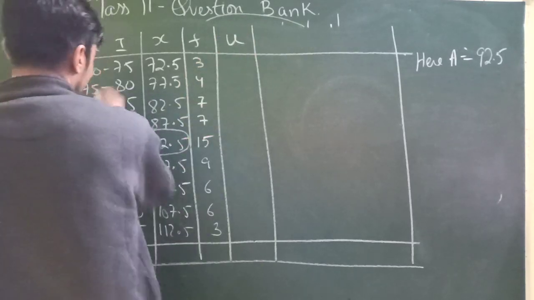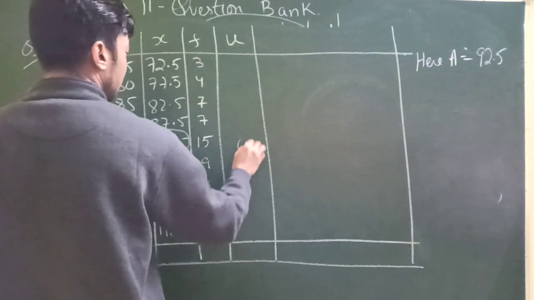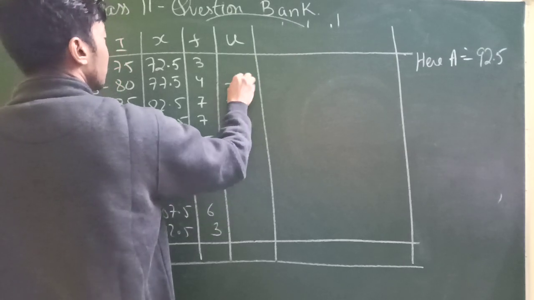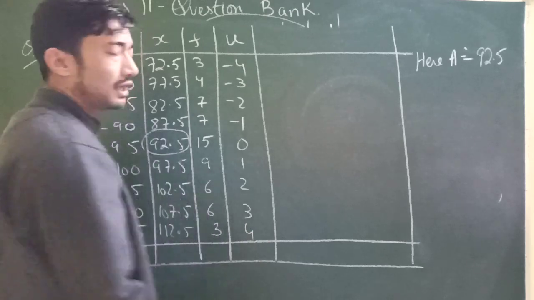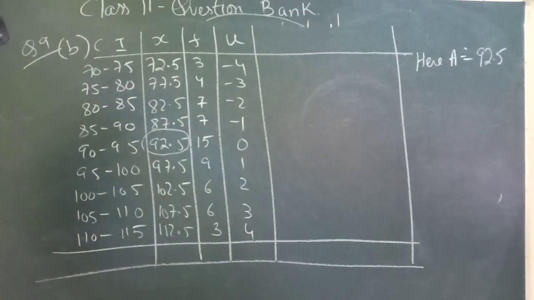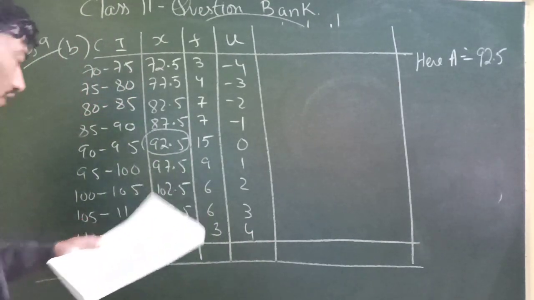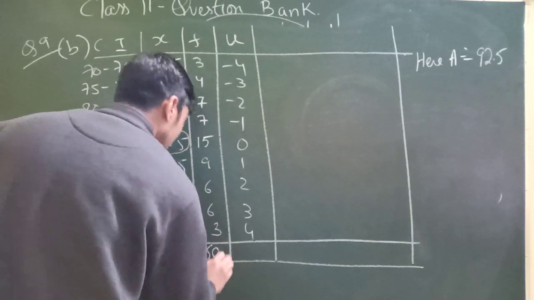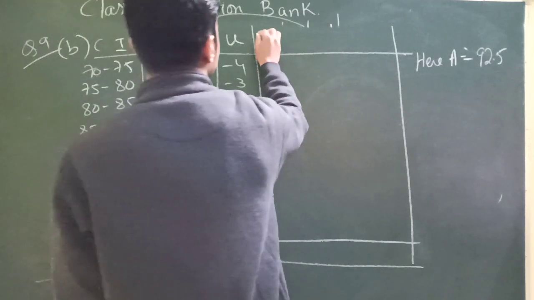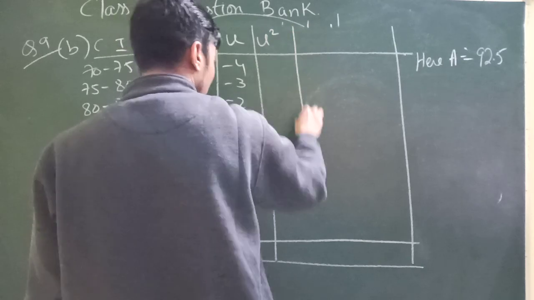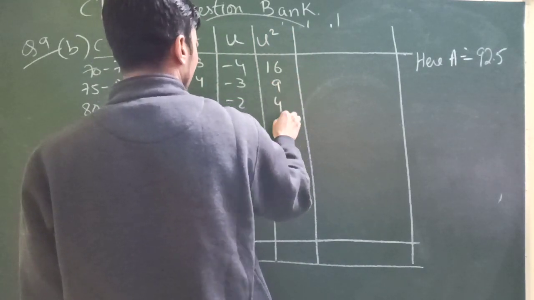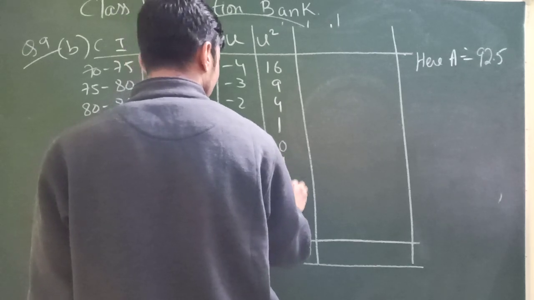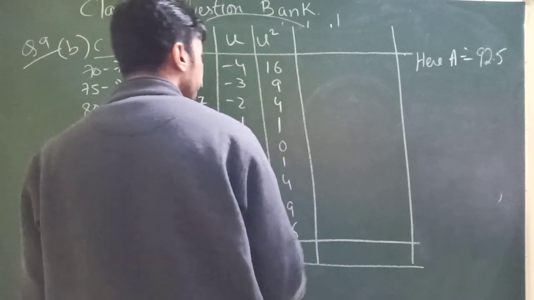As I said, the class width is the same throughout. So u is 0, minus 1, minus 2, minus 3, minus 4, 1, 2, 3, 4. You can use the formula and calculate. This is just a shortcut we can directly use. The total frequency is 60. We will also need u square, the square of the deviation: 16, 9, 4, 1, 0, 1, 4, 9, 16.